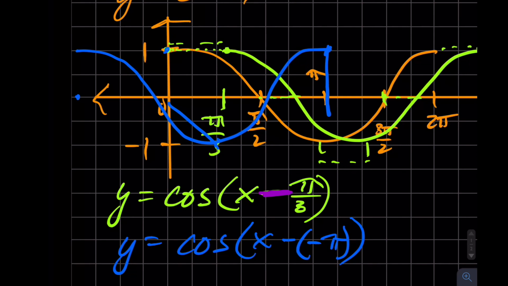Okay? So that's how horizontal and vertical translations work with the trig functions. They work exactly the same way as any of the polynomial functions like the parabola. All right? So that's what we got.